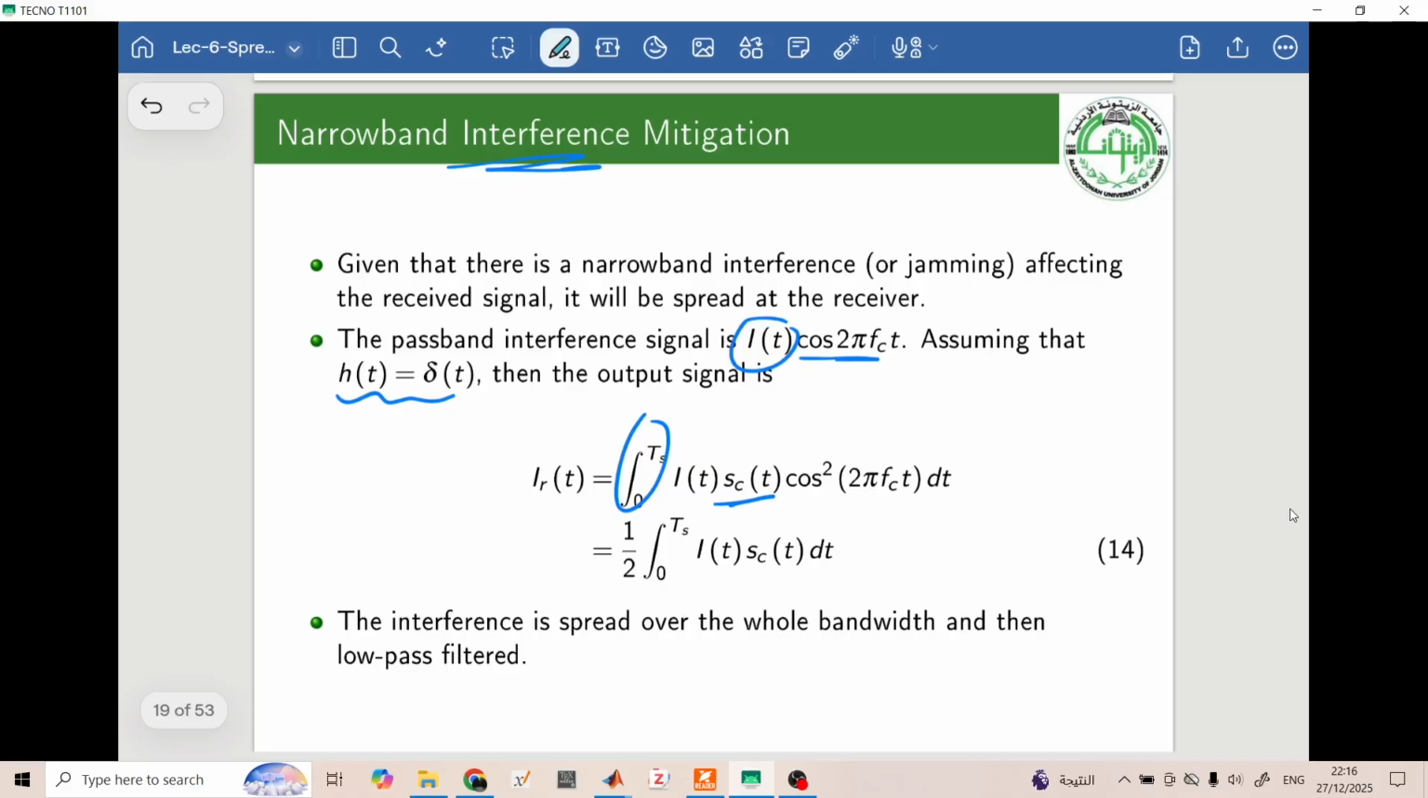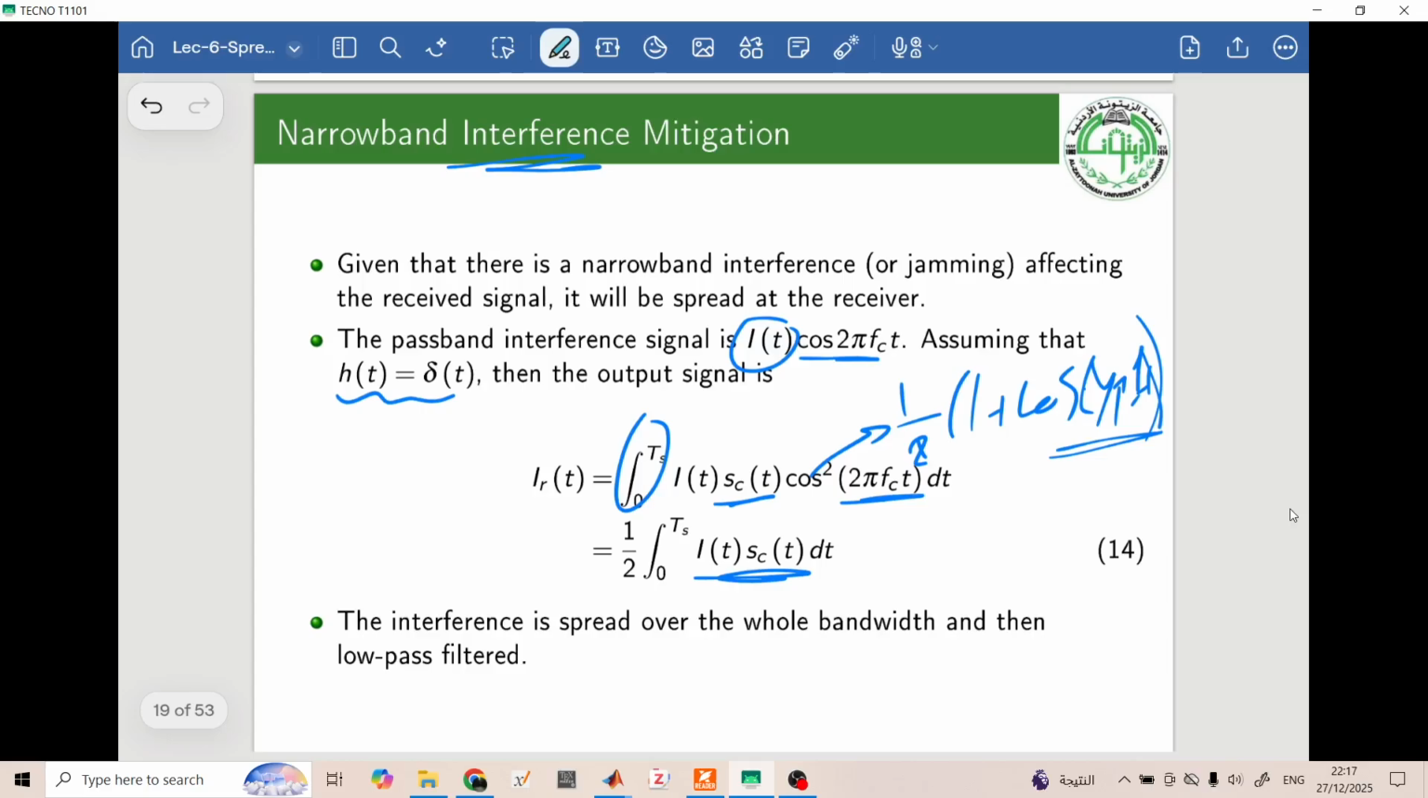Then it will go through the matched filter, hence the integration here. Of course, this is due to the effect of filtering: the high frequency component, remember this is 1/2 of (1 plus cosine 4 pi ft), is a high frequency component, and it will get cancelled out by the matched filter, and we will get this part.